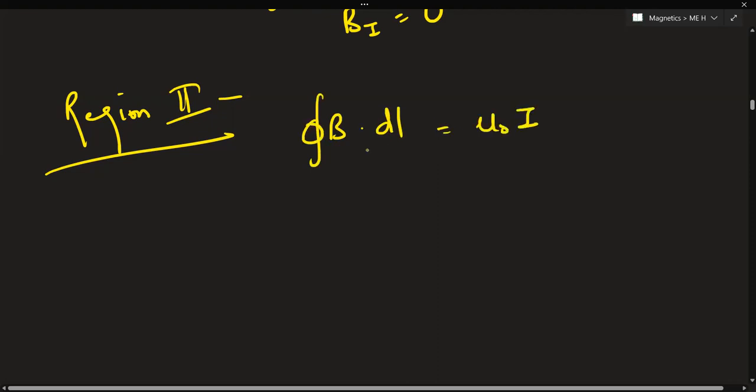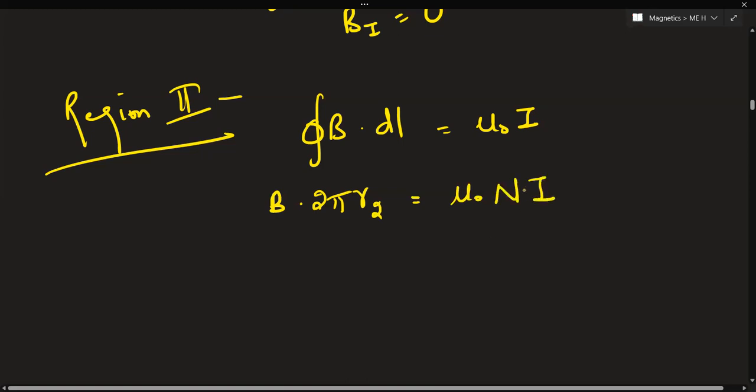That's fine. But what is the integral of dl? The magnetic field is B. The integral of dl for this circle will be simply 2 pi r2. So this will be B times 2 pi r2, and this is equal to mu naught, and if n is the number of turns, n into I.